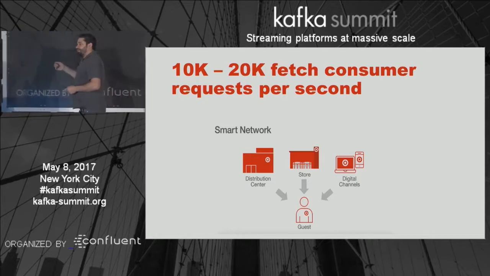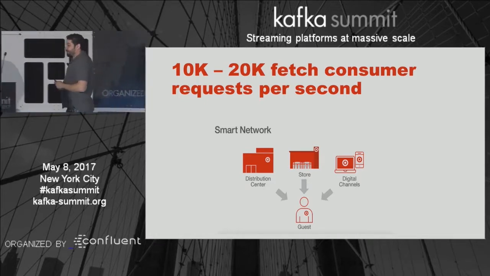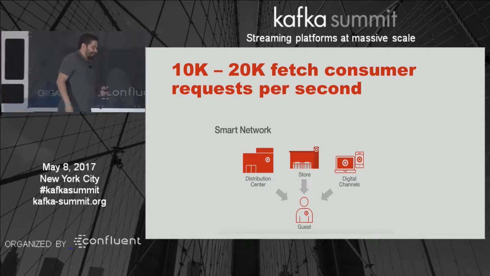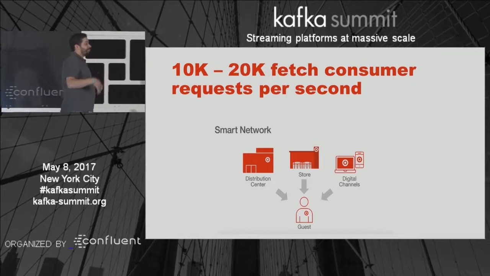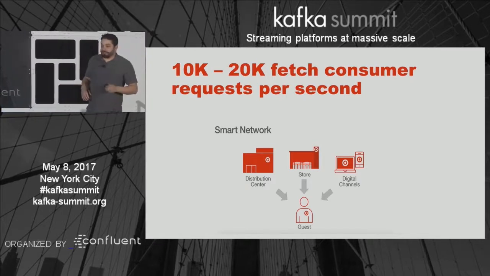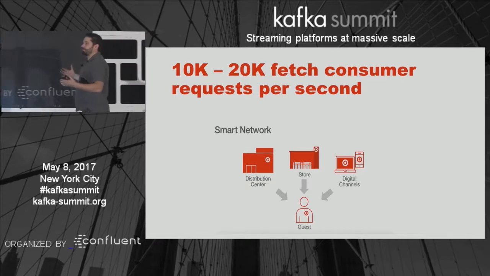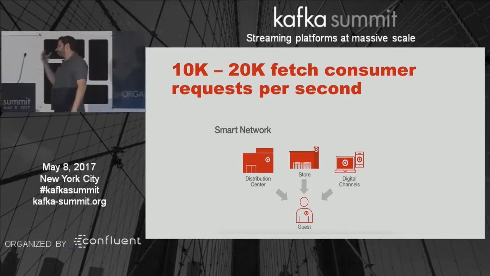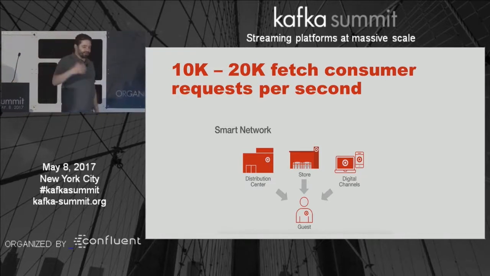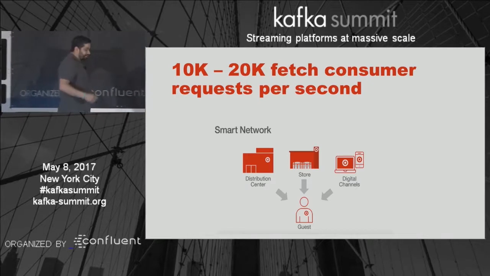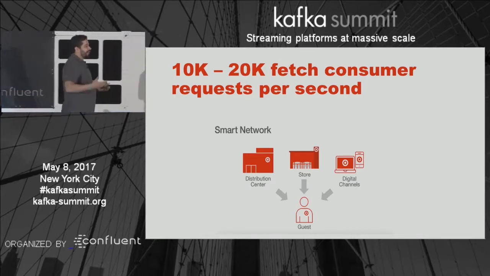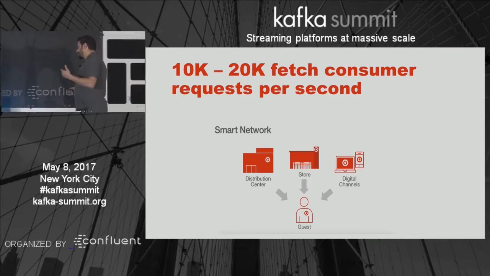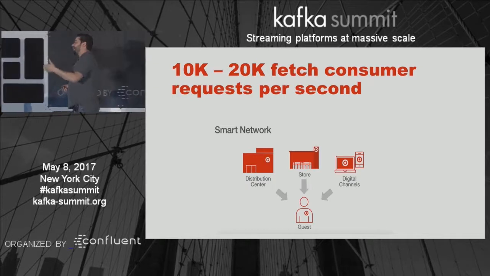The other unique thing is, as I mentioned, we get 10 to 20K fetch consumer requests per second on some of our clusters. And there are legitimate reasons for that and illegitimate reasons for that. And I shouldn't say illegitimate. There are good reasons and bad reasons. The good reasons are that we have 1,800 stores and 40, 50 distribution centers. So that's a lot of potential producers and consumers for any given topic, right? When you have a multiplier of about 2,000, if all of a sudden the distribution centers and stores care about consuming a topic, that is a pretty significant magnifier in those cases.